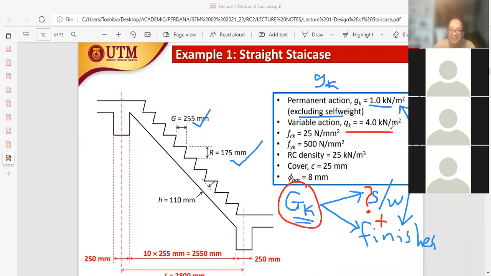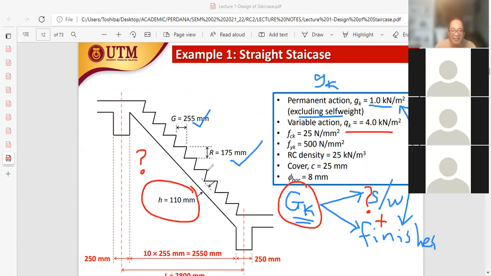So in this particular case, QK is given as 4.0. Okay. Concrete grade is 25, steel grade is 500, density is 25, and cover is given as 25 mm, and the bar diameter seems to be 8 mm. What is not given initially, this is the basic data that is given. What is not given initially is the H value, which is the thickness of the staircase. It's not given actually. This value of 110 is estimated. We need to estimate a suitable thickness.